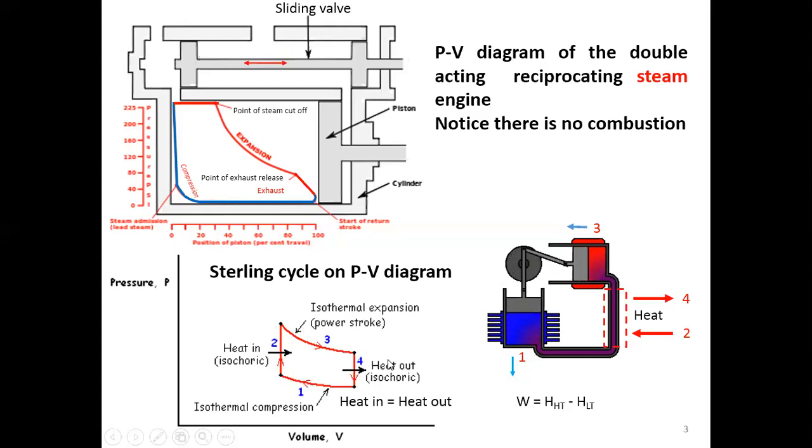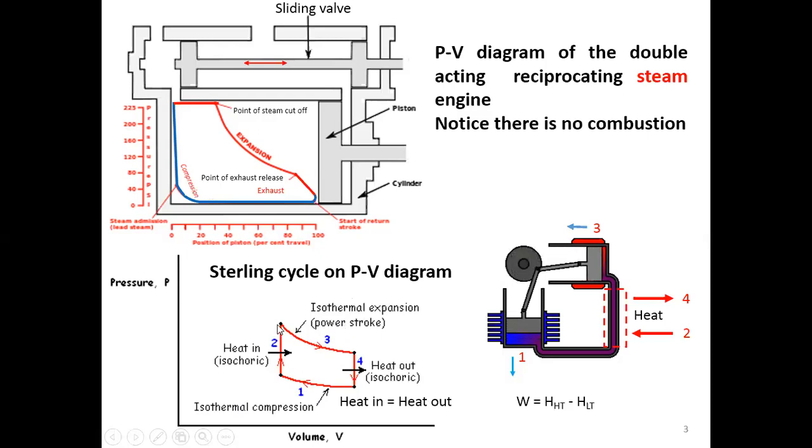The amount of work comes out from where? You can see that the amount of heat that flows in equals the amount of heat that flows out. Heat in always equals heat out. So where is the amount of work that comes out? The work comes out from the isothermal process. These two isothermal processes have the heat transfer.